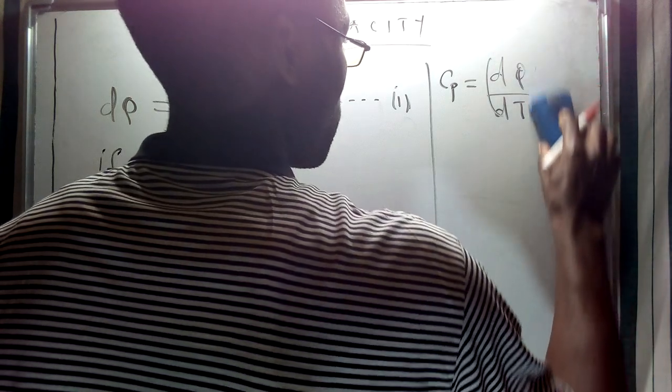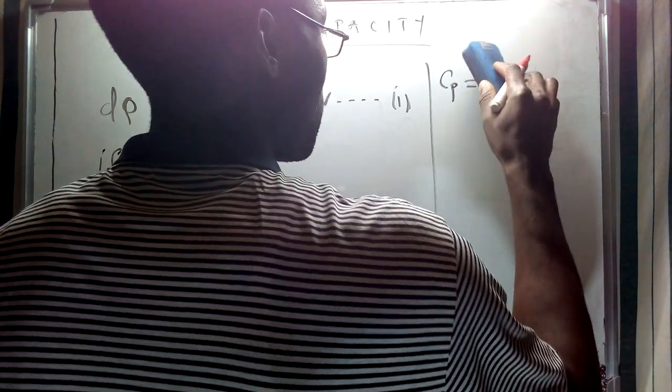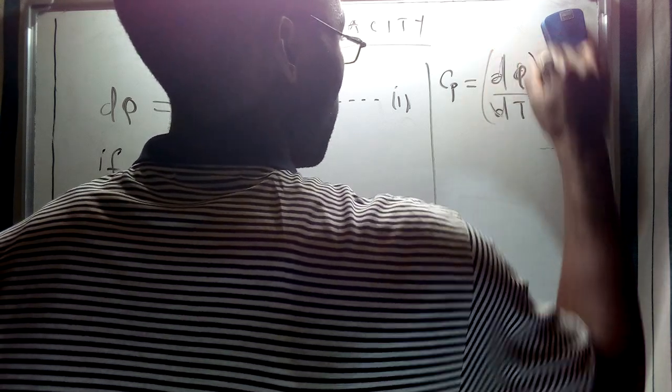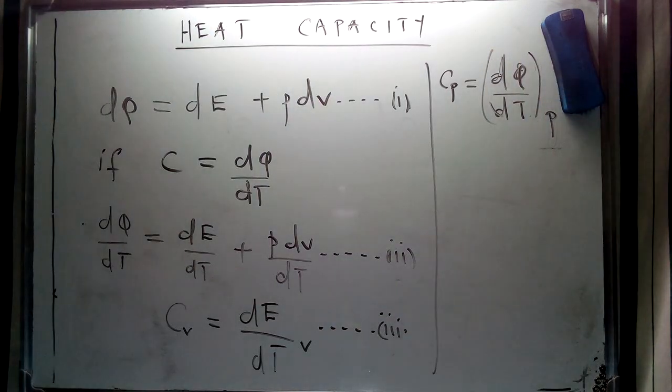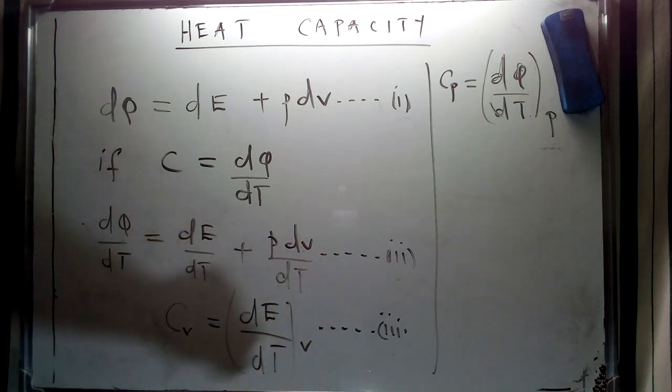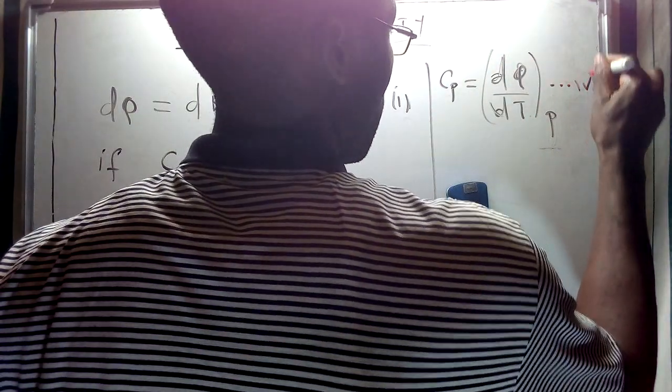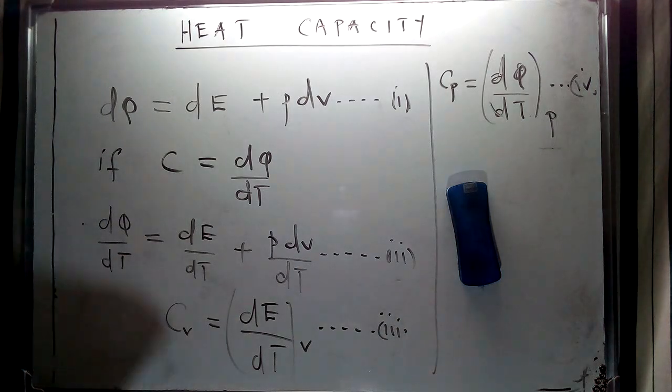I'm going to use those specific parentheses describing that. So I'm going to have dq over dt at constant pressure, given as such. This first one is under constant volume, and this is going to form our equation 4.